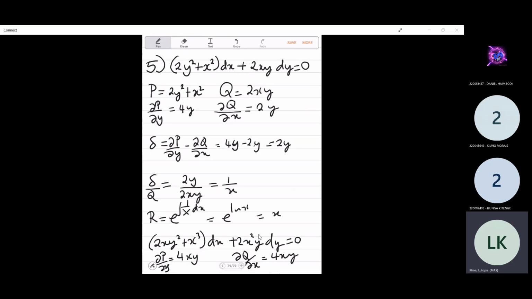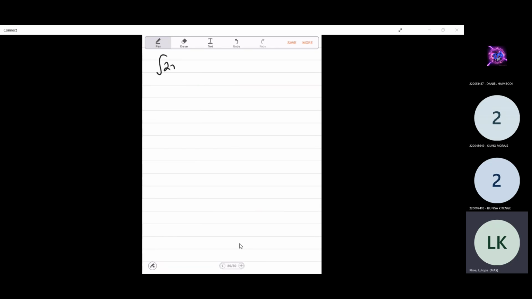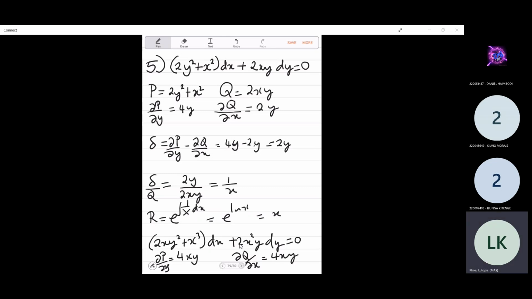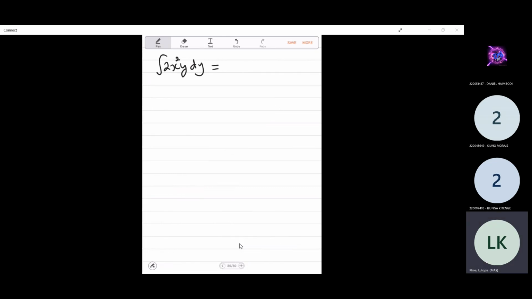And I'm going to integrate this one with respect to y. So I have the integral of 2x squared y dy, and this is x squared y squared plus a function of x, and differentiate that with respect to x. We have 2x y squared plus f prime of x.